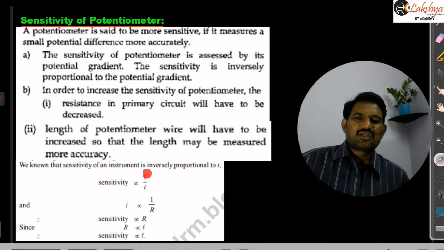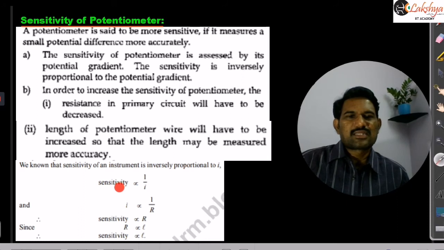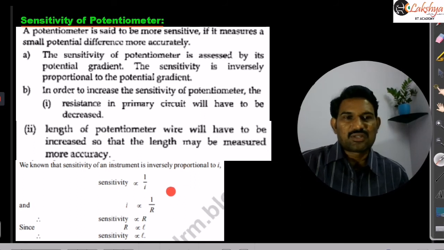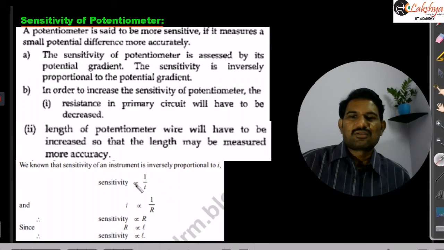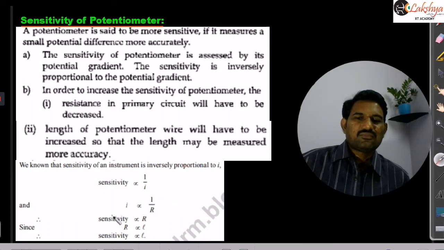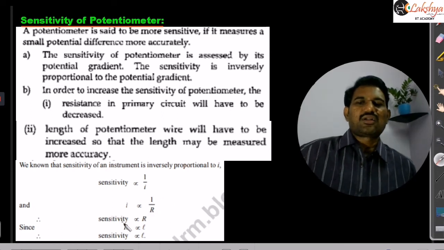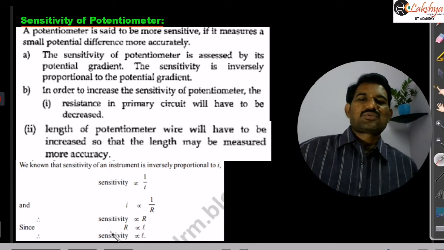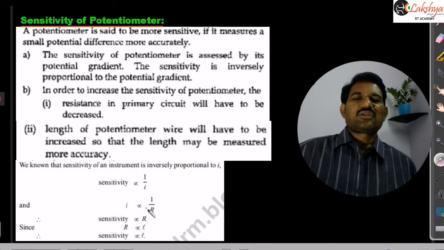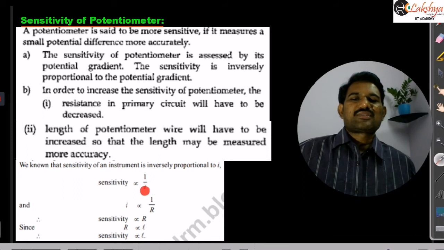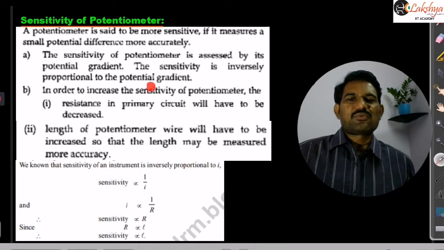How it is inversely proportional to sensitivity, you can consider simply this equation. We already discussed in the galvanometer that current sensitivity is defined as deflection per unit current, right? Theta by I, as we mentioned in the galvanometer discussion. So it is inversely proportional to I. Sensitivity is inversely proportional to I, and I is inversely proportional to R, so sensitivity is directly proportional to R. And R is directly proportional to L, so sensitivity is directly proportional to L. And from here we are saying that it is inversely proportional to the potential gradient.